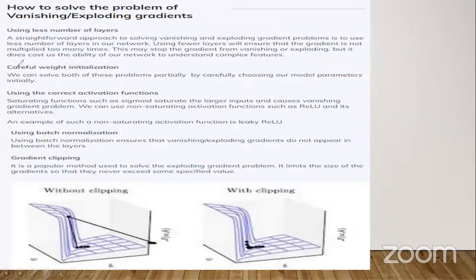So what they say is, when we are trying to create the architecture, at that time only use a smaller number of layers. Because if you use more layers, the gradient will vanish somewhere between the layers and your weights will also vanish. And the second thing we can do is weight initialization.